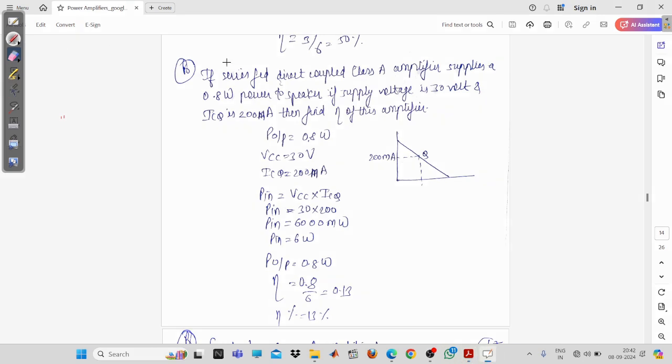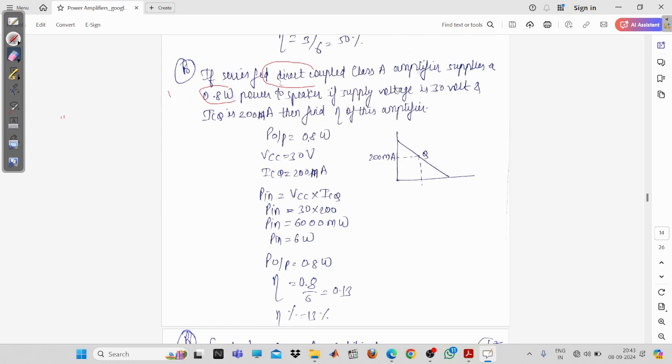Now what the question is saying is that for a series fed directly coupled class A power amplifier, the maximum efficiency is around 25%, and this question will have an efficiency below 25%. Now, what is this class A power amplifier doing? It is supplying 0.8 watt power to a speaker. Normally, this speaker will be acting as a load. So, this much power is delivered to the load.